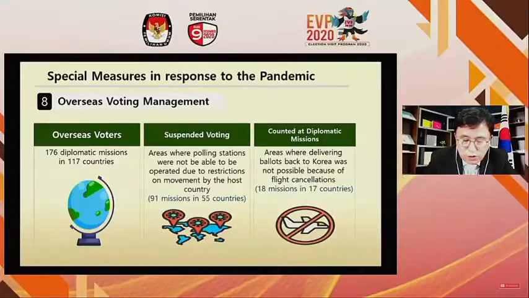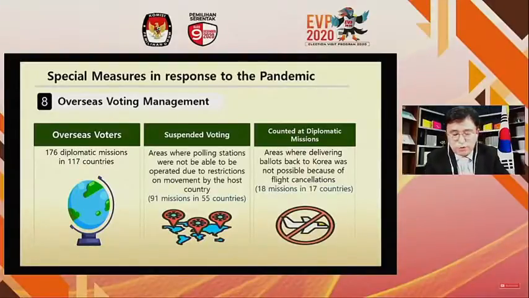Korean citizens normally may vote at 176 diplomatic missions in 177 countries around the world. But this time, due to the restrictions on movement by the host country to prevent the spread of the virus, Korean citizens in 55 countries were not able to vote. Also, even though people in 17 countries were able to vote, international flights to go to Korea were suspended. So, 18 diplomatic missions counted the ballots directly without air mailing them to the NEC in Korea.